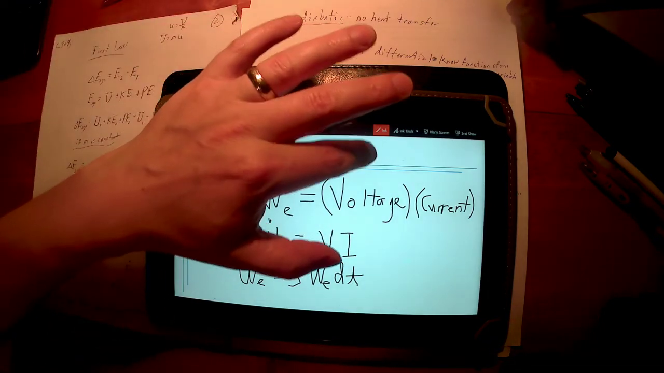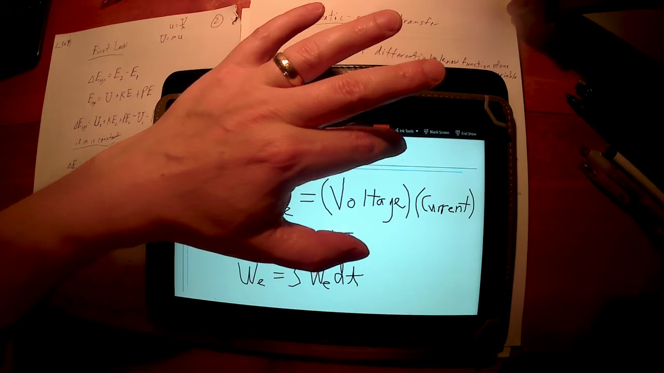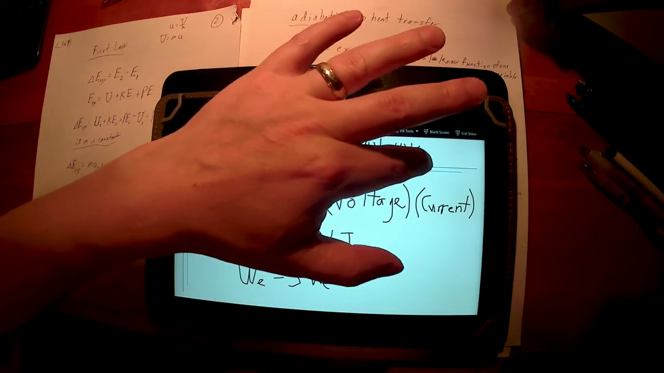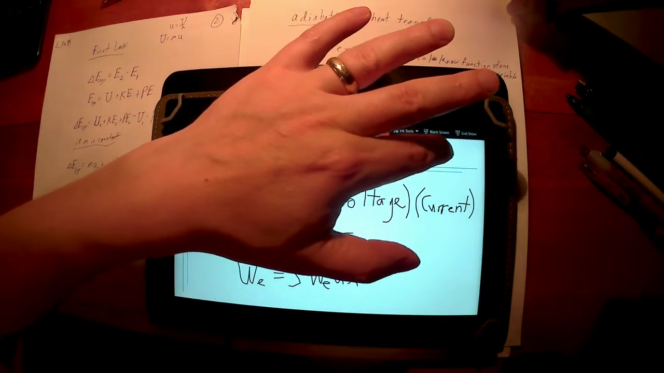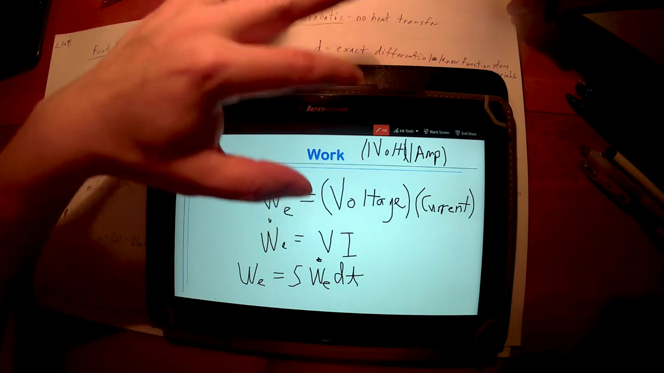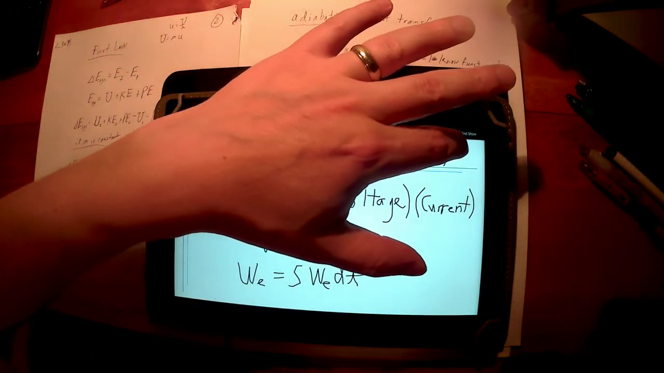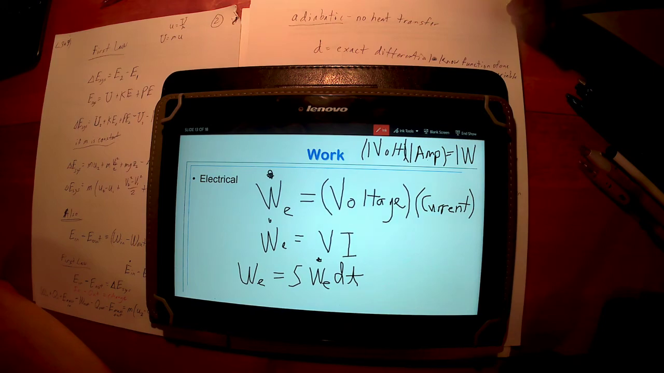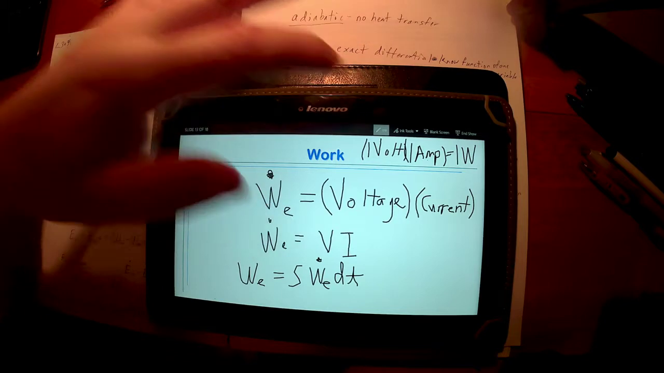Okay. Units here, 1 volt times 1 amp. An ampere or an amp is the unit of current. Volt is the unit of voltage. That is equal to 1 watt, which is a joule per second. So just be aware of that.